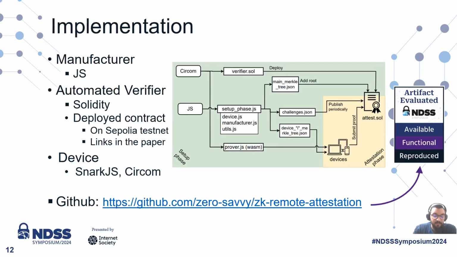We've implemented all of the parties in Zira in an open source GitHub monorepo. The link is available in this slide. While the manufacturer side was implemented in JS, we designed a fully automated verifier in Solidity and deployed the contracts on the Sepolia testnet of Ethereum, and executed all of the rounds of the protocol in different transactions. The links and the details of these transactions are available in the paper. And finally, we used Circom and SNARKs for the device to generate proofs of attestations.